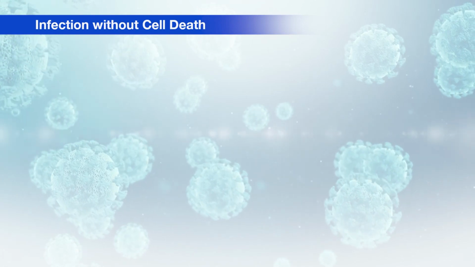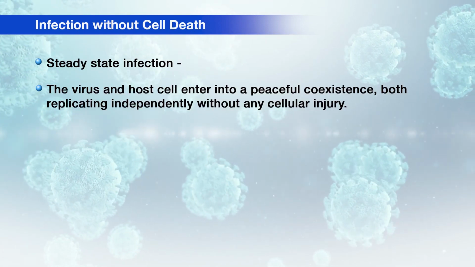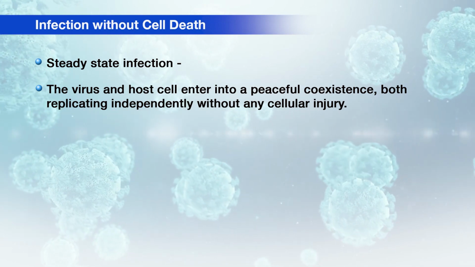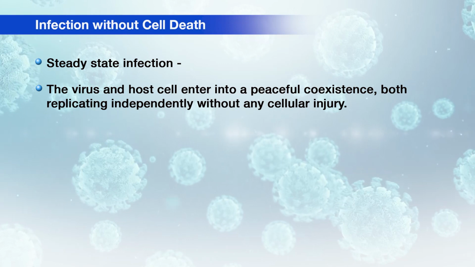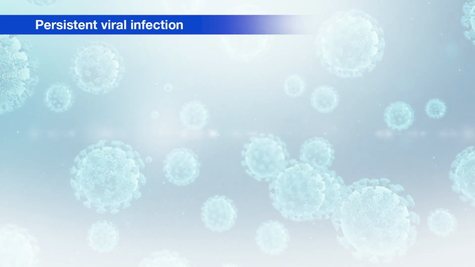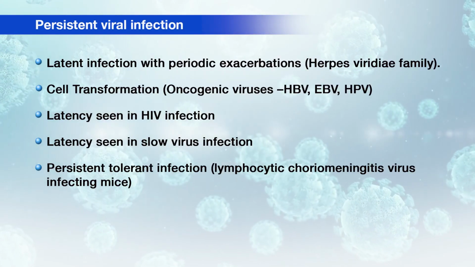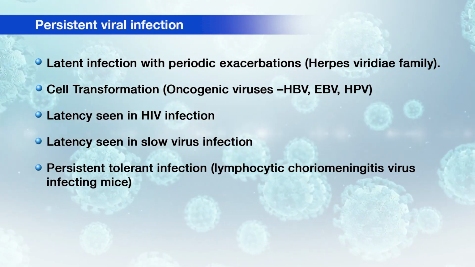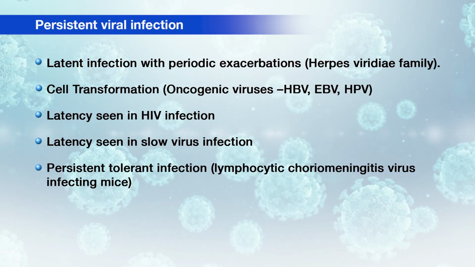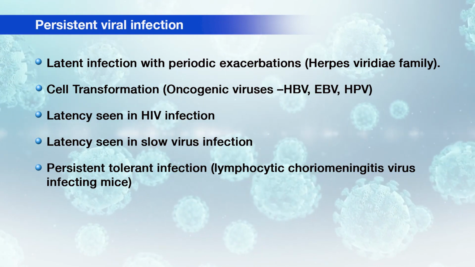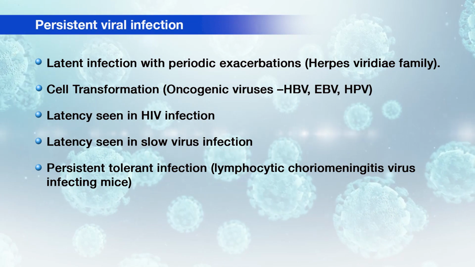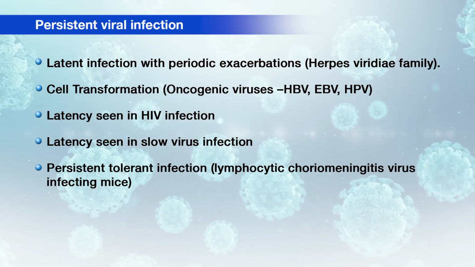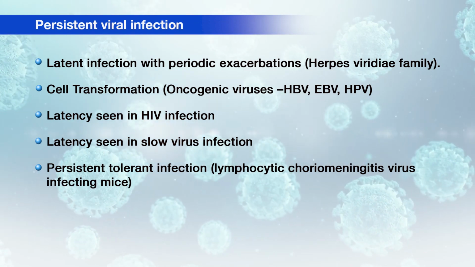Infection without cell death is also seen in two different ways. It can be a steady state infection, in which you see the virus and host cells replicating independently and without any cellular injury. Now, persistent viral infection is that seen in latent infection caused by herpes virus with periodic exacerbation, or the latency seen in HIV infection. You can also see latency in slow virus infection, as well as persistent tolerant infection seen in lymphocytic choriomeningitis virus, which affects mice.